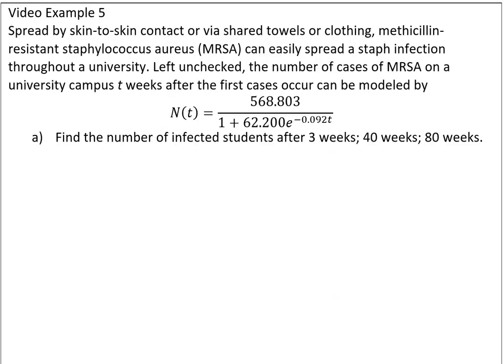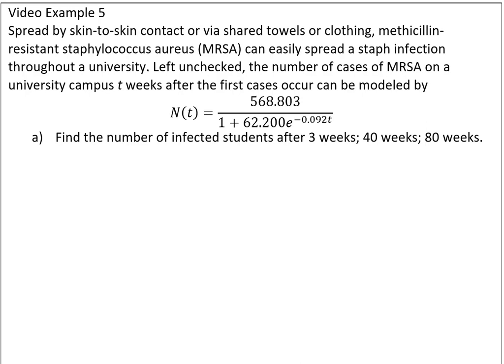Spread by skin-to-skin contact or via shared towels or clothing, methicillin-resistant Staphylococcus aureus, or MRSA, can easily spread a staph infection throughout a university. Left unchecked, the number of cases of MRSA on a university campus t weeks after the first cases occur can be modeled by N(t) = 568.803 / (1 + 62.200e^(-0.092t)). Find the number of infected students after 3 weeks, after 40 weeks, and after 80 weeks.